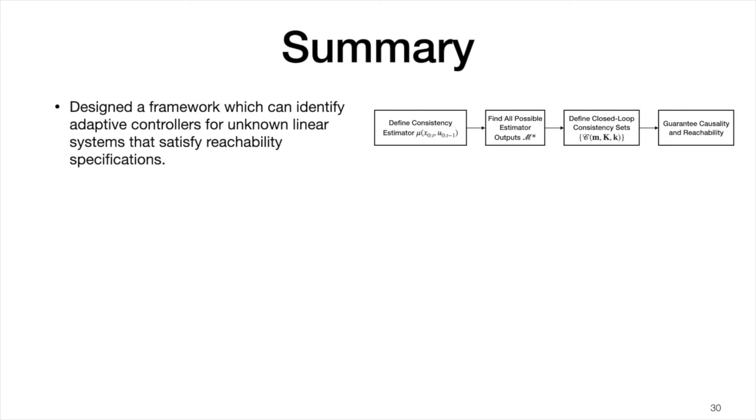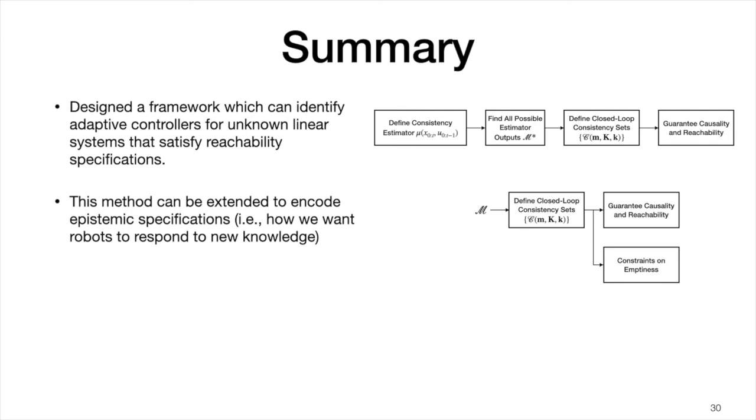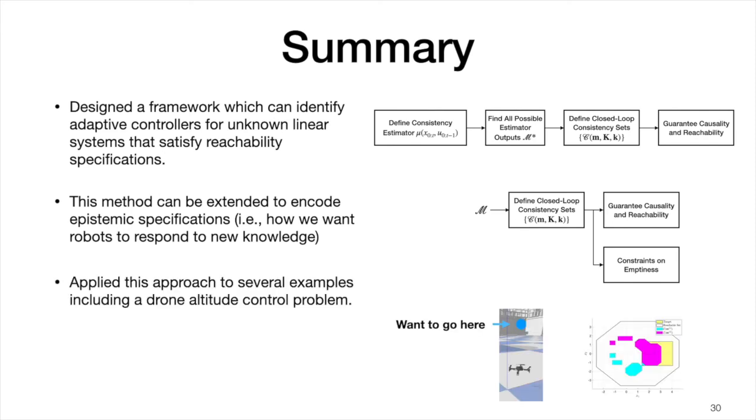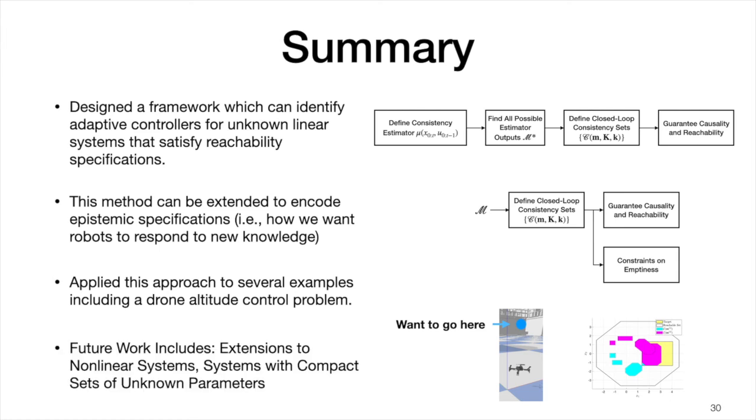In summary, the work presented today first provided a framework or pipeline which can be used to identify adaptive controllers for unknown linear systems that satisfy reachability specifications. Then we modified that framework so that we could encode arbitrary epistemic constraints into the desired controller. And then finally, we applied this approach on several examples in the paper. In the future, we would like to extend this work to nonlinear systems and systems with compact sets of unknown parameters.